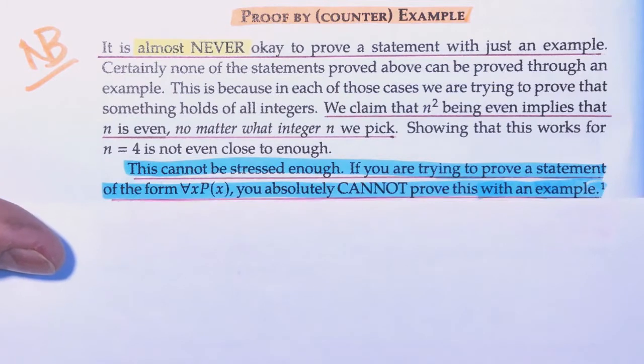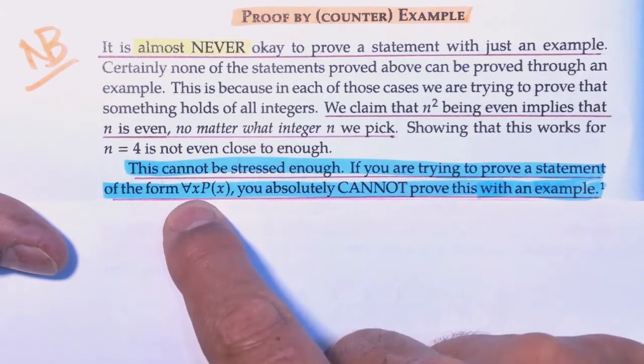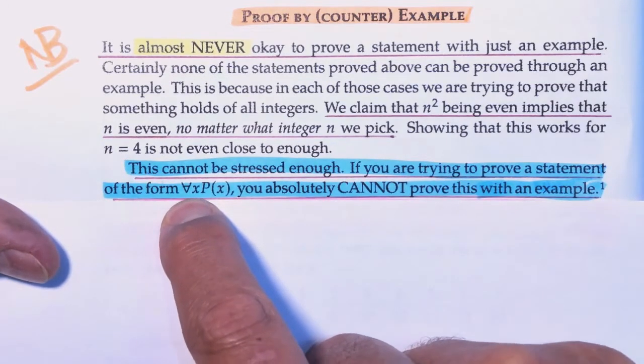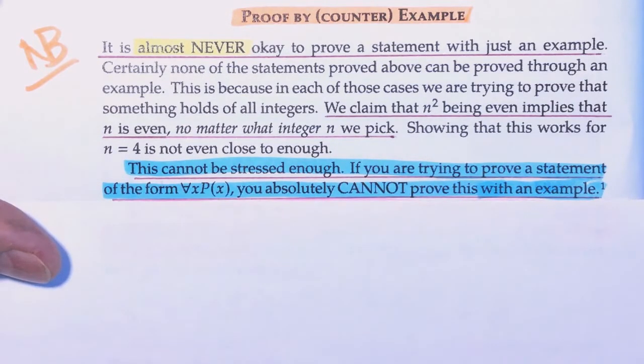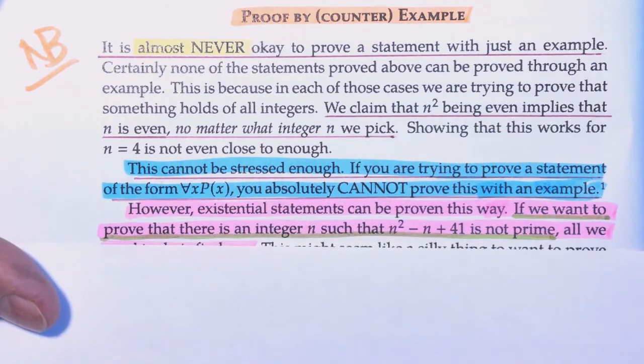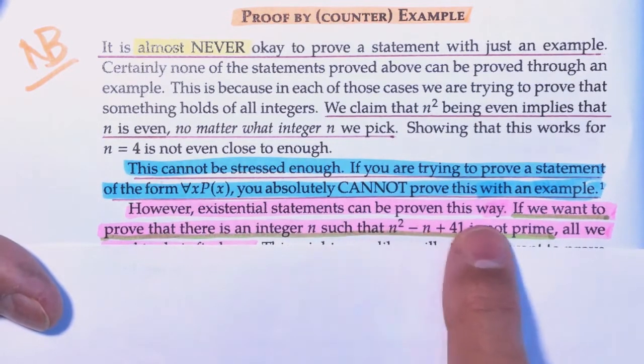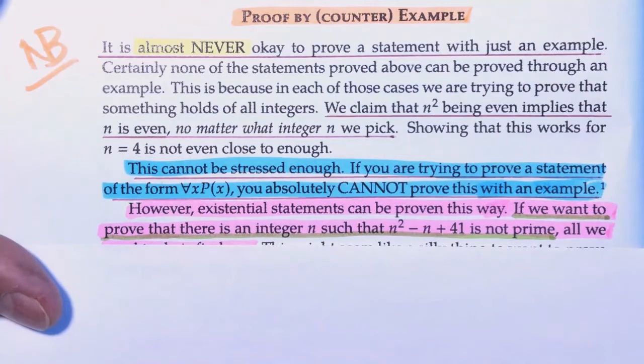So let's see what he suggests. He says this cannot be stressed enough. If you are trying to prove a statement of the form for all x, p of x, you absolutely cannot prove this with an example. Remember, this is a universal statement. It's making a statement about all the x's. But for existential statements, you can prove it by example.